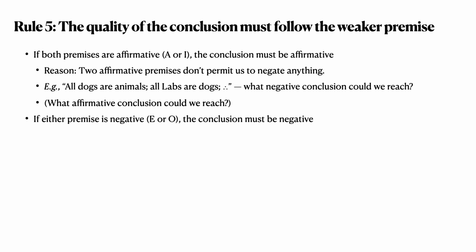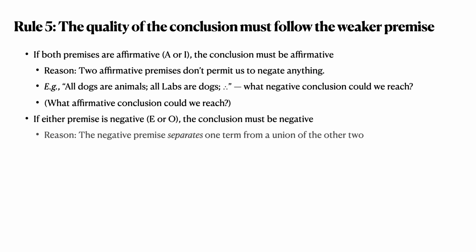What if you have two negatives? Well, you can't have two negatives because of Rule 4. All right, but let's stay on this one. If either premise is negative, E or O, the conclusion must be negative. Why? Because the negative premise separates one term from some affirmative relation between the other two.